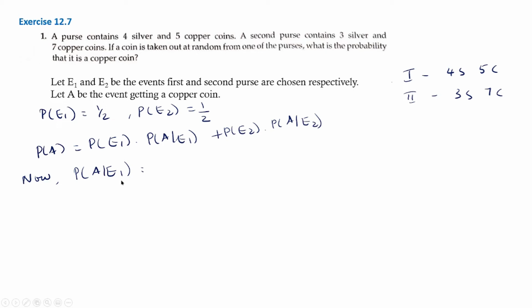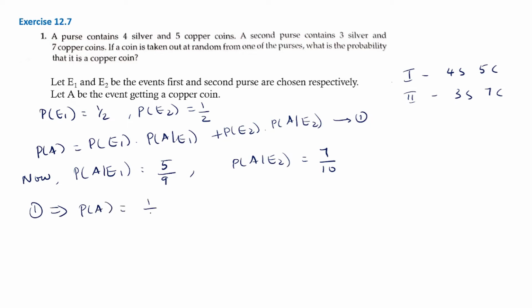Probability of A given E1 is nothing but getting a copper coin from the first purse. So probability of A given E1 will be 5 by 9. And probability of A given E2 is nothing but the probability of getting a copper coin from the second purse. So it is 7 by 10. So let us take this as 1.